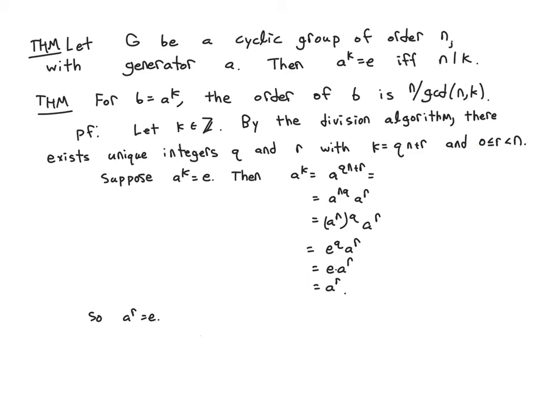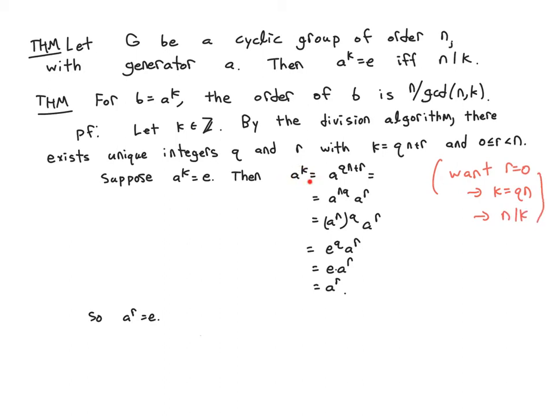Now we're doing the if and only if statement. So we're going to assume a to the k equals e, and we want to prove that n divides k, which means in this case, since k is equal to qn plus r, we want to prove r equals 0. So keep in mind that's what we want. We want r equals 0 because that tells us that k is equal to q times n, which tells us n divides k, which is what we want to conclude.